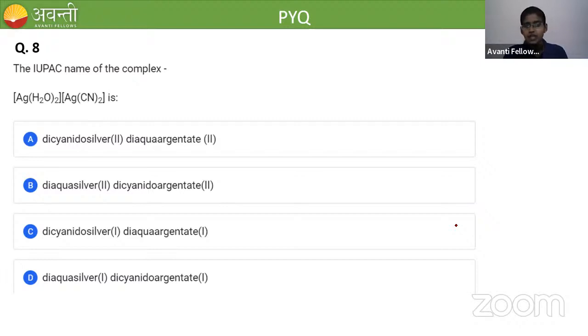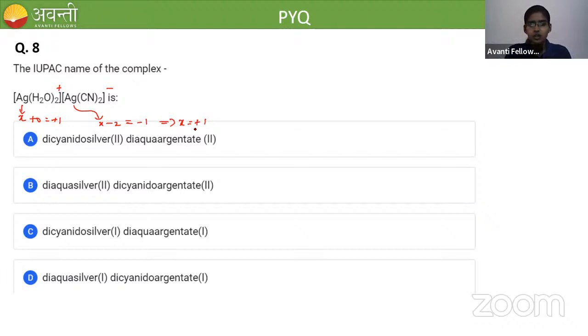Both contain silver metal as the central metal atom, and mostly silver will be more stable in the +1 oxidation state. The first will be the cation and the second one is the anion. The oxidation state of silver in the cation is +1. You can see H2O is a neutral ligand, so x plus 0 is +1. And for the silver cyanide, x plus (-2) equals -1, so x is equal to +1. So both the silvers have the same oxidation state.